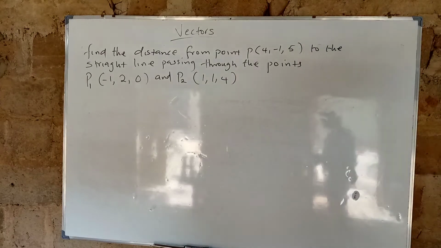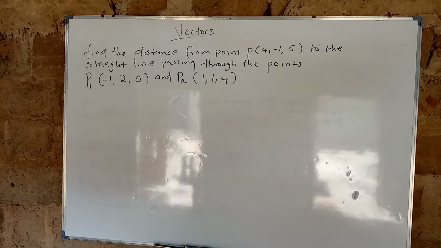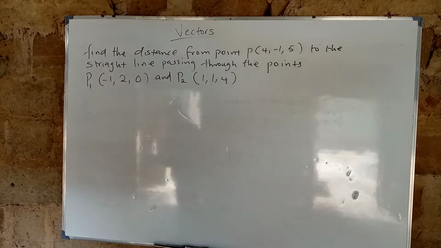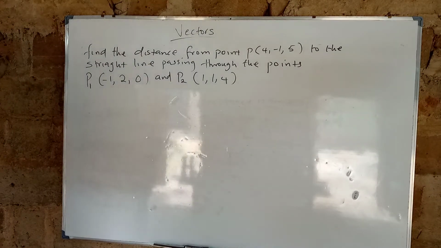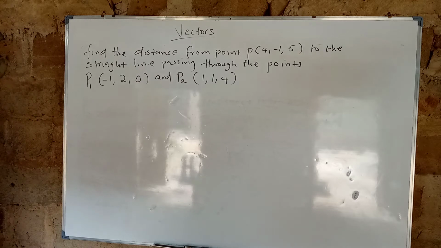Under vectors still. Find the distance from the point P, which is 4, minus 1, 5, to the straight line passing through the points P1 and P2. Now, this is vectors, but you can see we have 3 points. So there is a method of solving it.